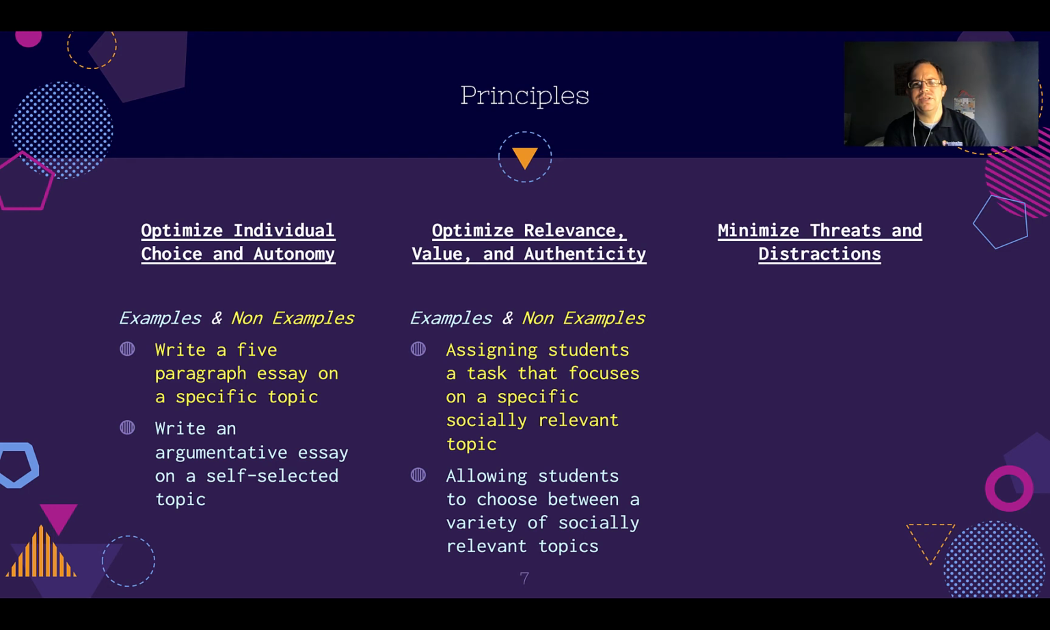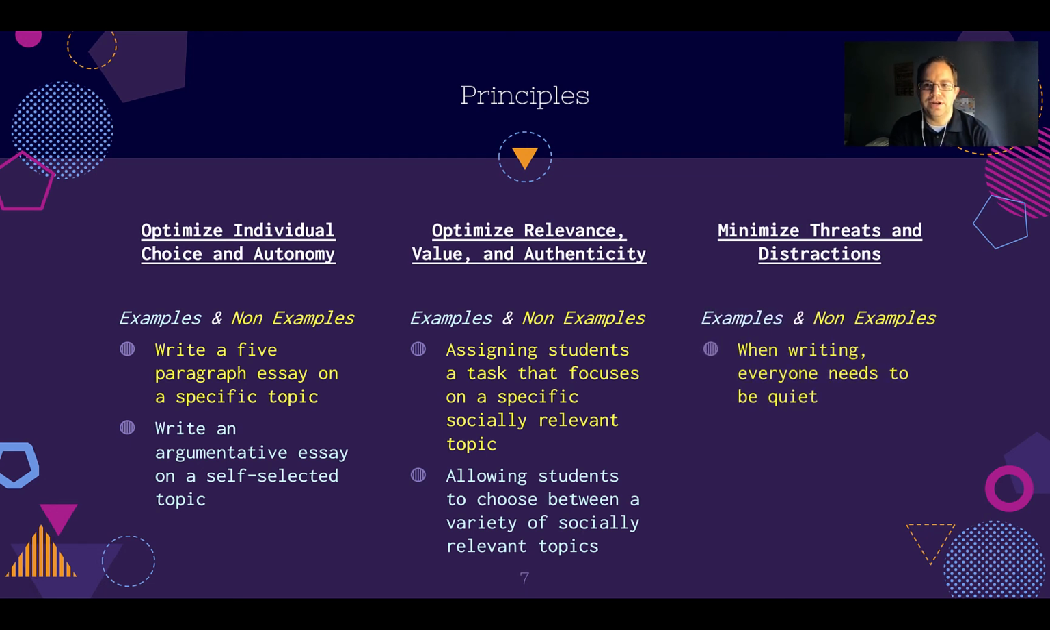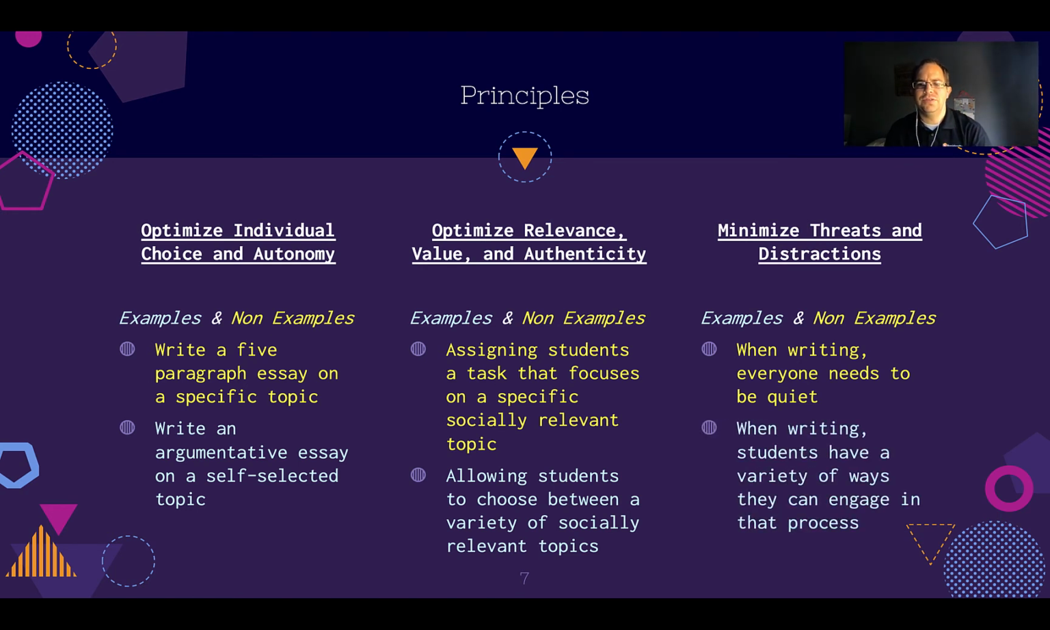And then minimize threats and distractions, right? And this might be a big piece right now in online spaces. Students are distracted. Students are at home, and it's really a lot easier to be distracted. So examples and non-examples, right? When writing, everyone needs to be quiet, right? Now, that would be an easy way to break that down. But remember, this model is about helping students become empowered learners. So maybe when writing, students have a variety of ways that they can engage in the process. And so you're minimizing threats.